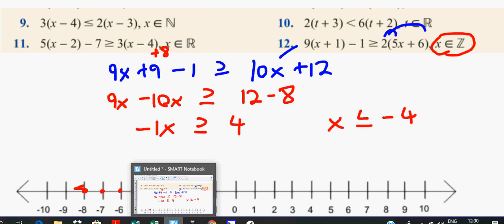For homework tonight, the evens there: 2, 4, 6, 8, 10, 12.